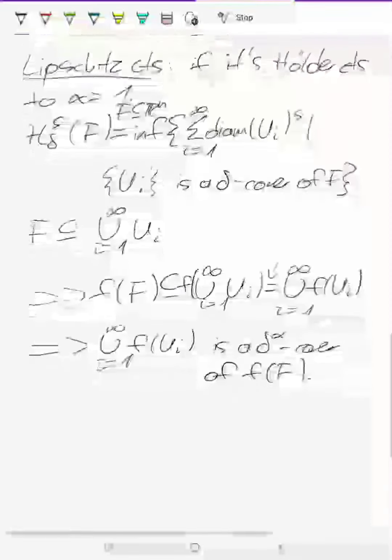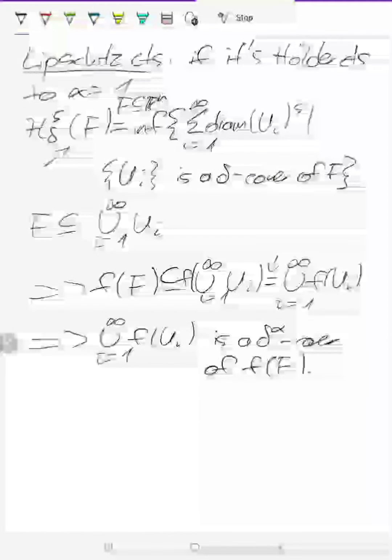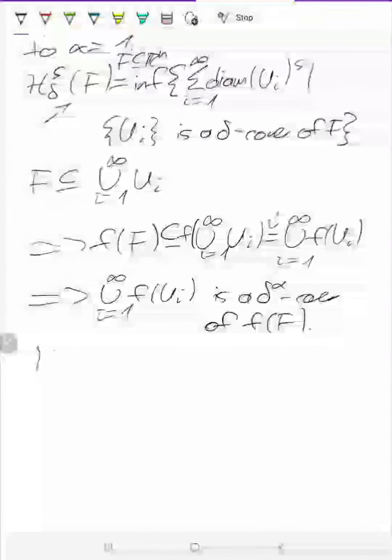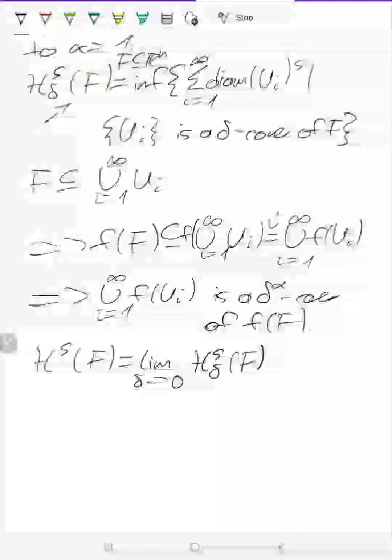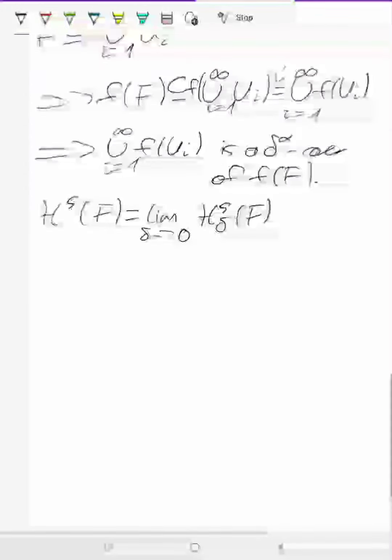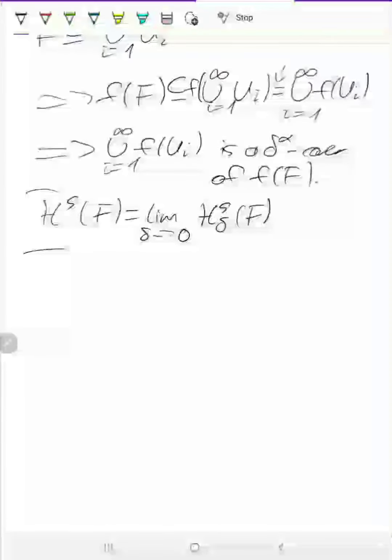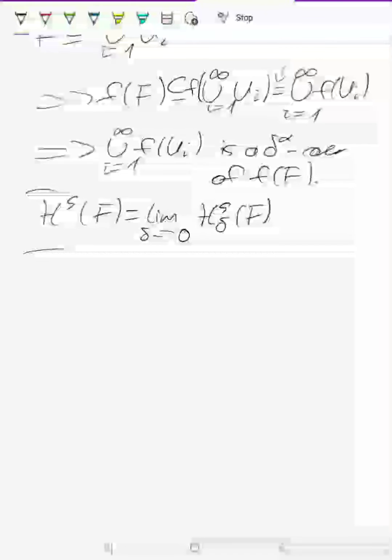And now let's see what happens to the Hausdorff measure. Oh, and I also forgot to mention, this of course is not yet the measure. So let me write it here. So the measure is the limit if we go to 0, and this quantity H^s_delta is non-decreasing, so this limit exists, and this defines our Hausdorff measure. But this is just a small reminder. We already saw a little bit about this last time. Okay, so now let's go on.